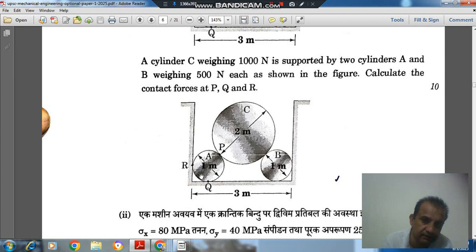This is cylinder C, this is A, this is B. Diameter of cylinder A is 1 meter, of B is 1 meter, and of C is 2 meters. The weight of C is 1000 Newton and weight of A and B are 500 Newton each respectively. So this is 3 meter. Okay.